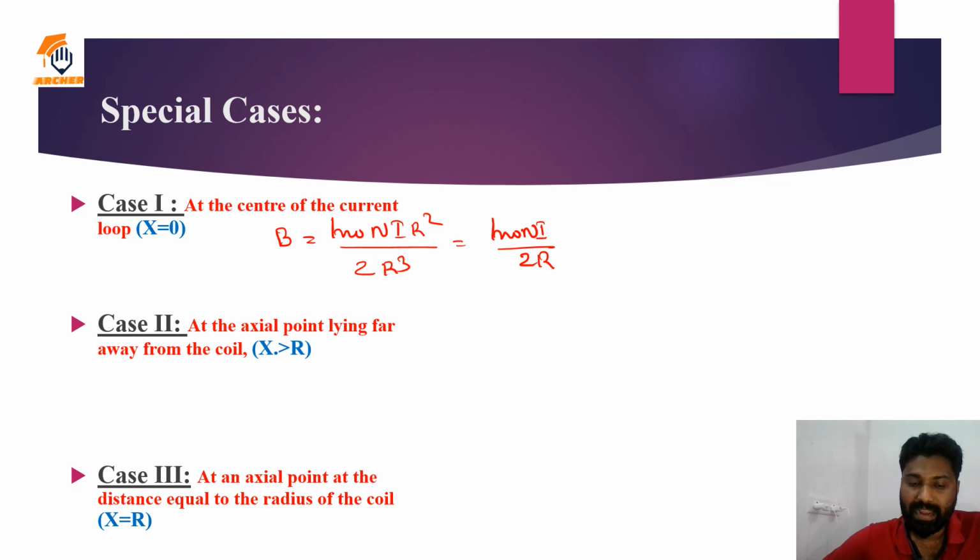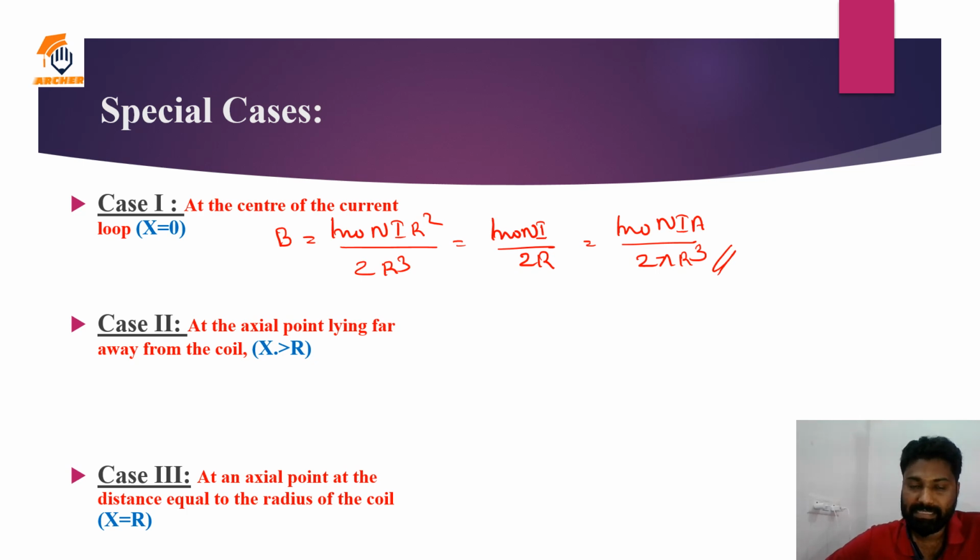Again we can write this. If area of the loop is pi r square, then we can write this as mu 0 n I A divided by 2 pi r cube. This also we can write. So the field is directed perpendicular to the plane of the current loop.